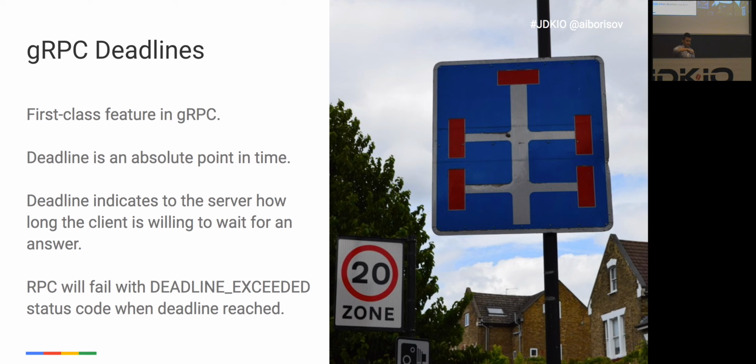But what is a deadline? A deadline is a fixed point in time by which our client is interested in the response. And if this point in time is reached, all RPCs for this request will be closed with the deadline exceeded status code.